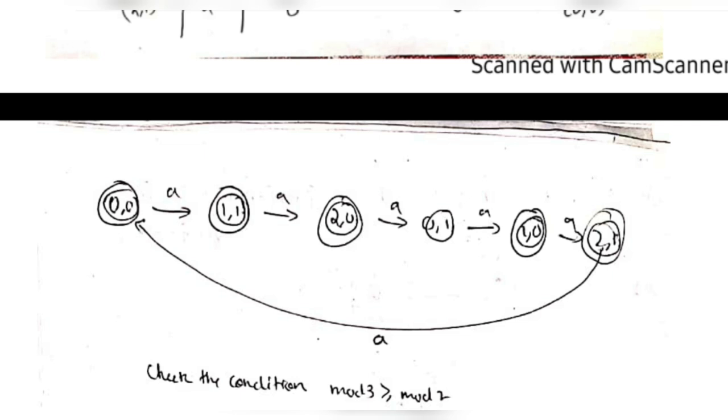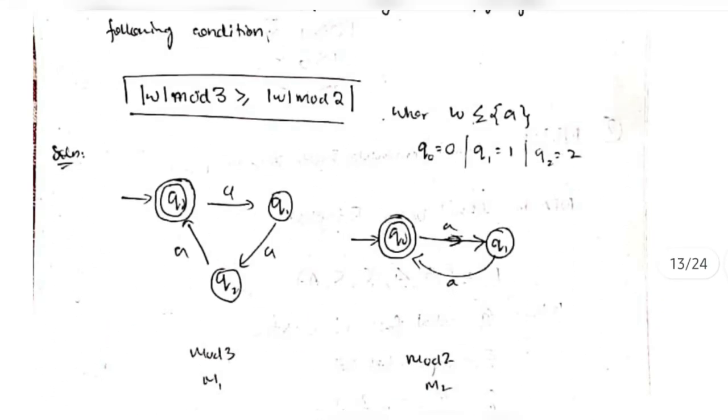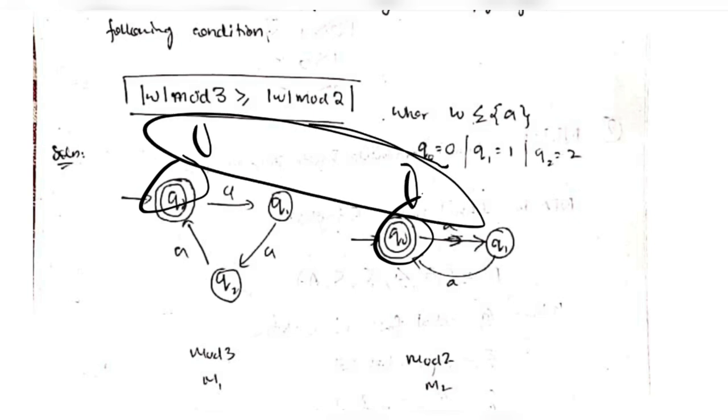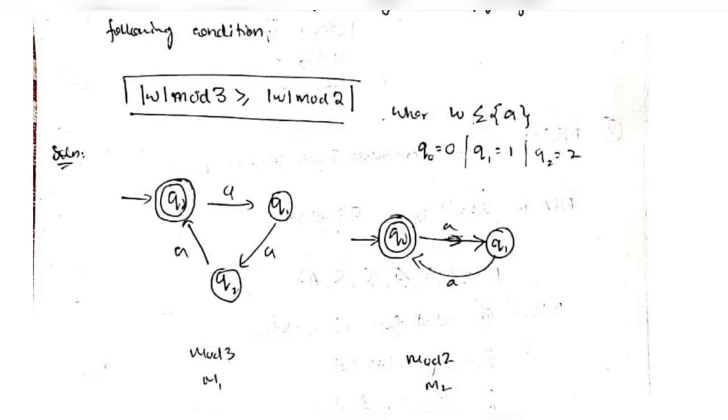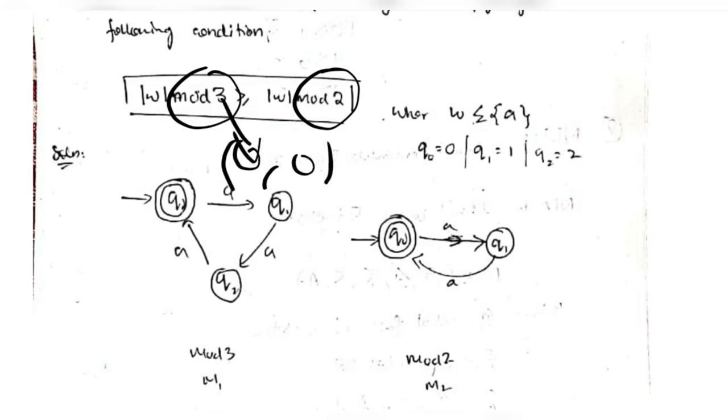What is a final state? See here, in this the final state is this one and this one, that means this is 0, this is also 0, Q0 and Q0. Therefore, 0,0 wherever it is there, that is the final state. Or, wherever the value of mod 3 is greater than mod 2, like we write here, 0 and 0, this is greater than or equal to this one. So, therefore, it is a valid string and we will make a double circle, okay.